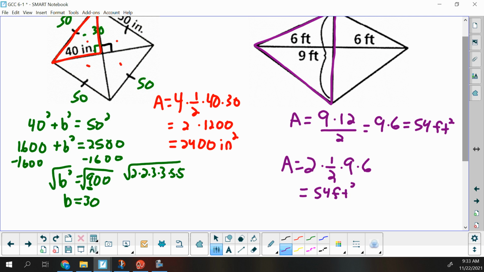So most people, I would say, end up just doing the area of 2 triangles there rather than doing the kite formula, because you do lots of triangle areas in this unit. So it's usually a little easier to remember.